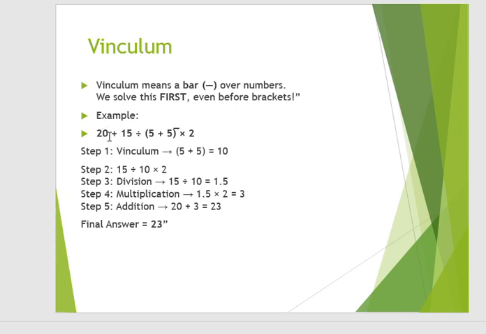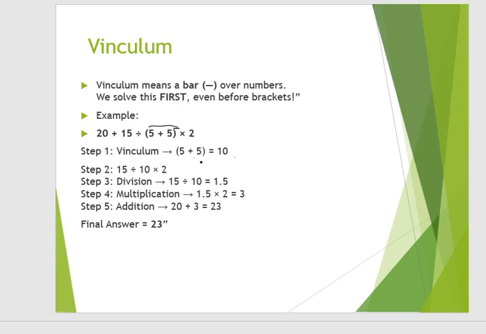Now this is an example: 20 plus 15 divided by, within brackets, 5 plus 5, and this has a bar also, into 2. It means though 5 and 5 are in brackets, it also has a bar, so it needs to be calculated first. Let me select the pen once. You may say that brackets already have priority, but I will give an example for this also. So first of all, 5 plus 5 will be calculated as 10.